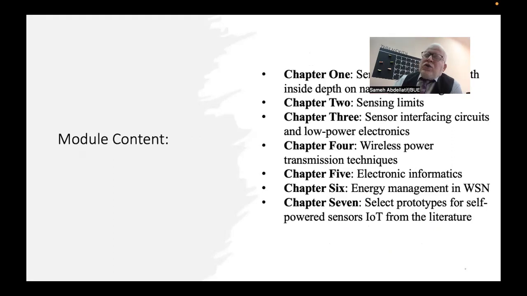This is a very short briefing of the list of content of our module. As I demonstrated, we are going to focus on sensors, on interfacing circuits, as well as some RF circuits, and finally informatics. We hope to have the opportunity to reach a complete schematic for an IoT sensor, for example, with its transceiver, the sensor itself, and the interfacing circuit for the sensor.